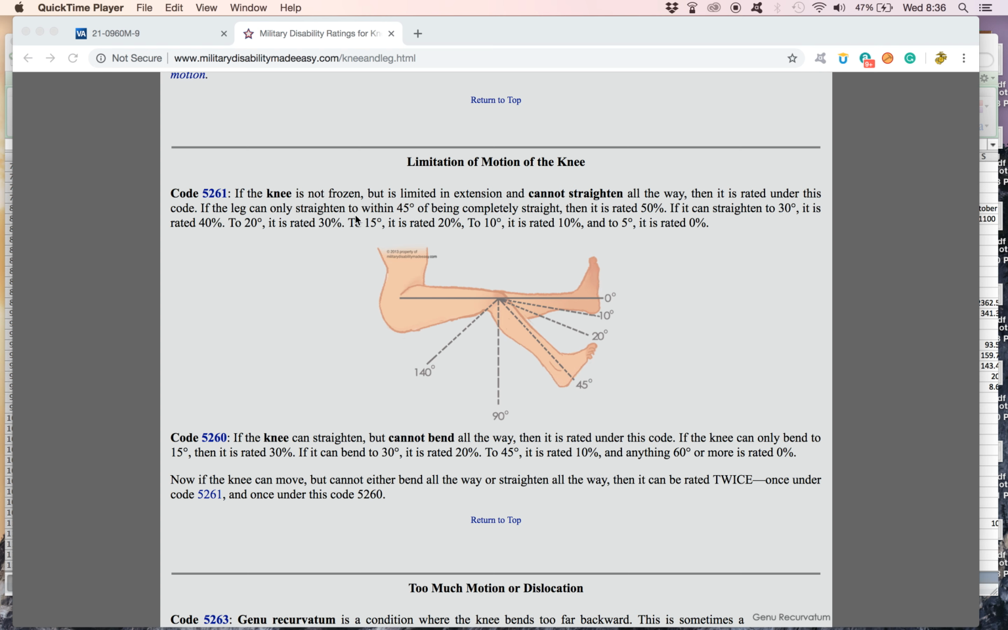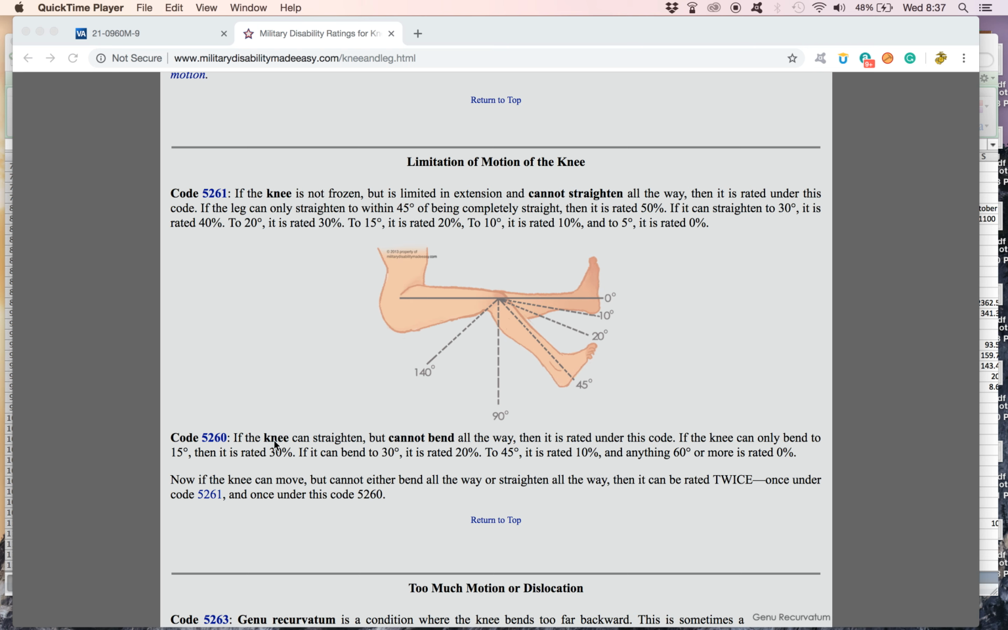If the leg can only straighten to within 45 degrees of being completely straight, then it is rated at 50%. So this is where you have it straightened out. If it can only go up to here, then you're at 50%. If it can straighten up to 30 degrees, which is about here, then you are rated at 40%. If you could move it a little bit more, to 20 degrees, then you are rated at 30%. And obviously 15 would put you at 20, and 10 would put you at 10, and then the 5 degree mark would put you at 0%.